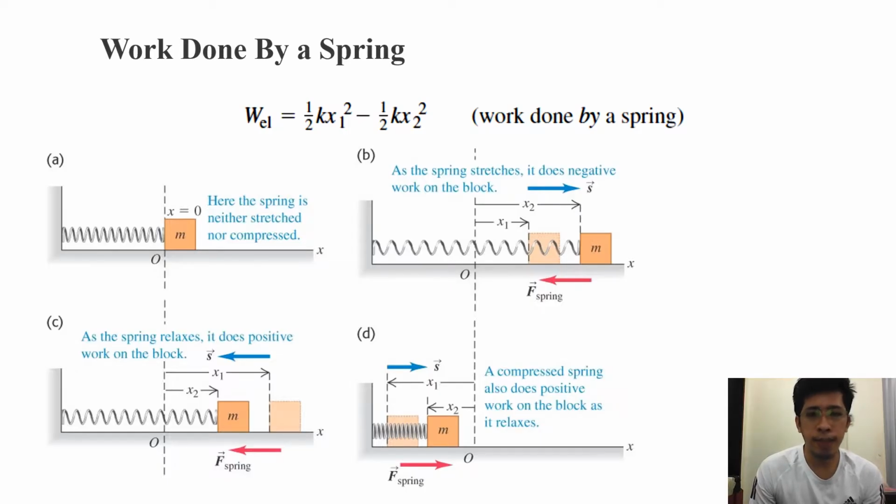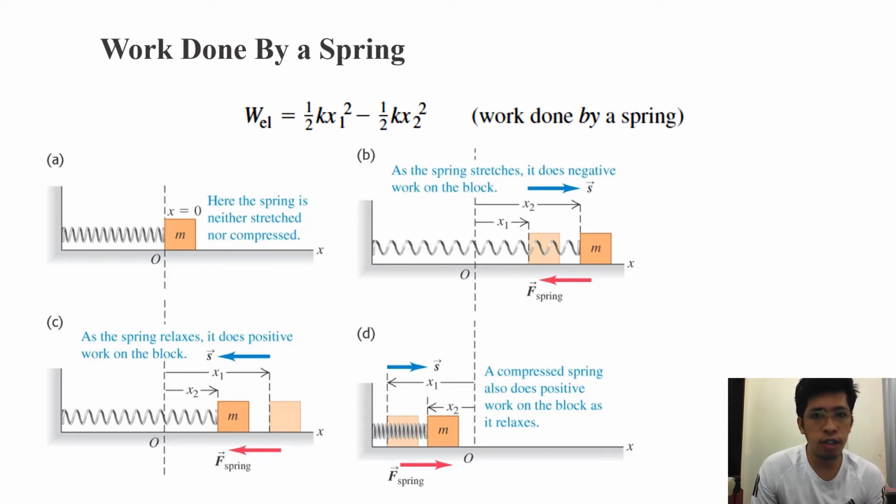Now, as you can remember, in the past lessons, we have already discussed the work done by a spring. The work done by a spring, your work elastic, is equal to 1/2 kx1 squared minus 1/2 kx2 squared, where your k is your spring constant, your x1 is your position at point 1, and your x2 is the position at point 2. So again, your work elastic for the work done by a spring is equal to 1/2 kx1 squared minus 1/2 kx2 squared.